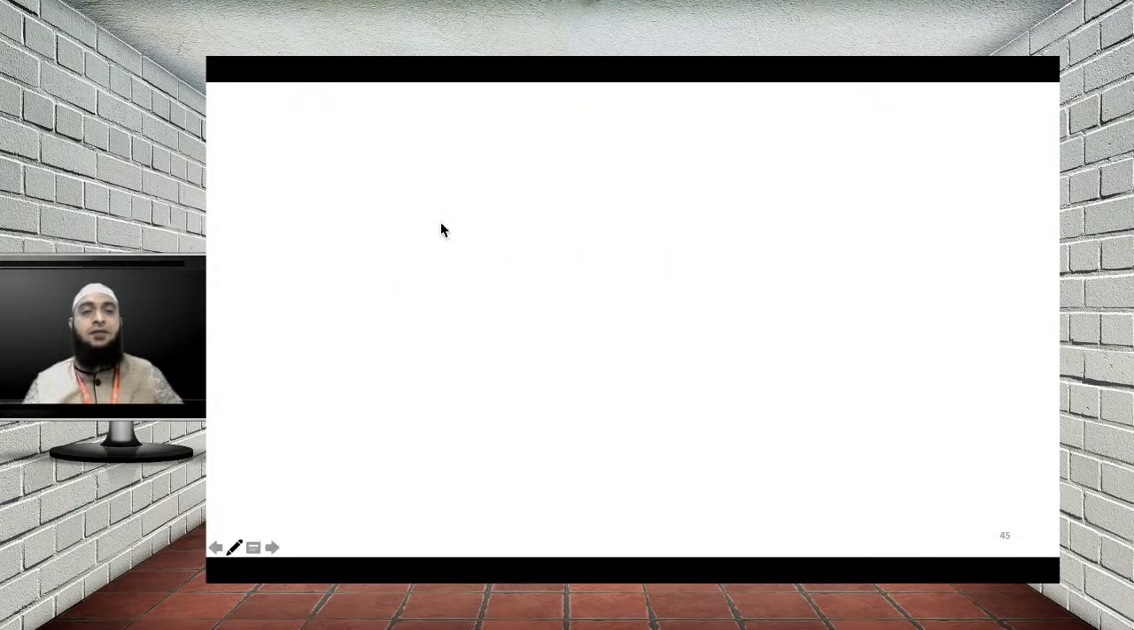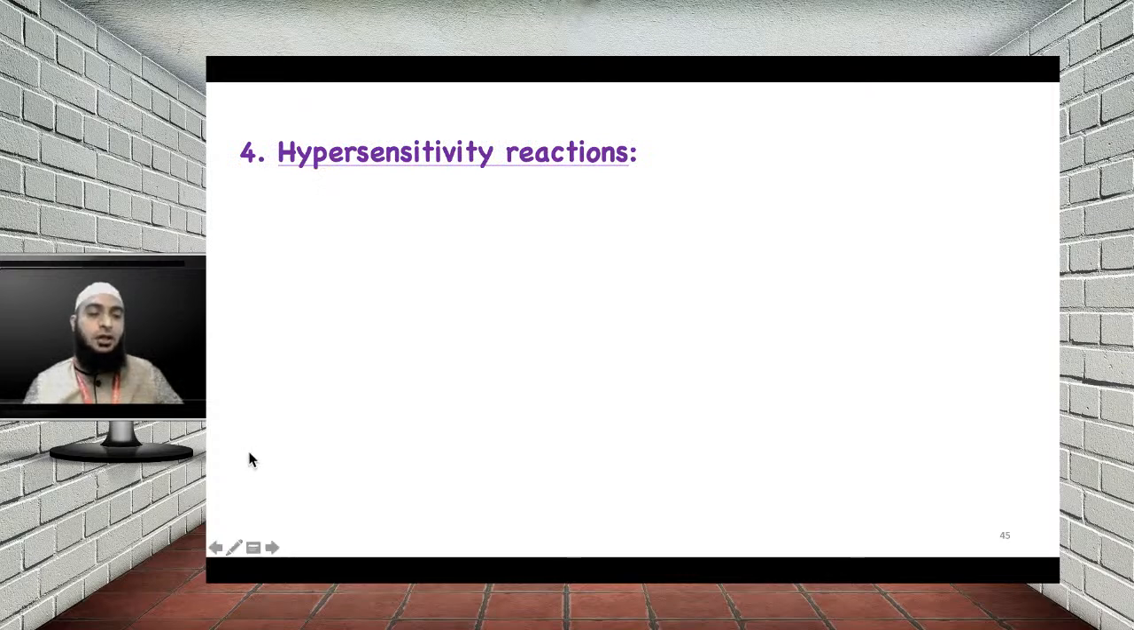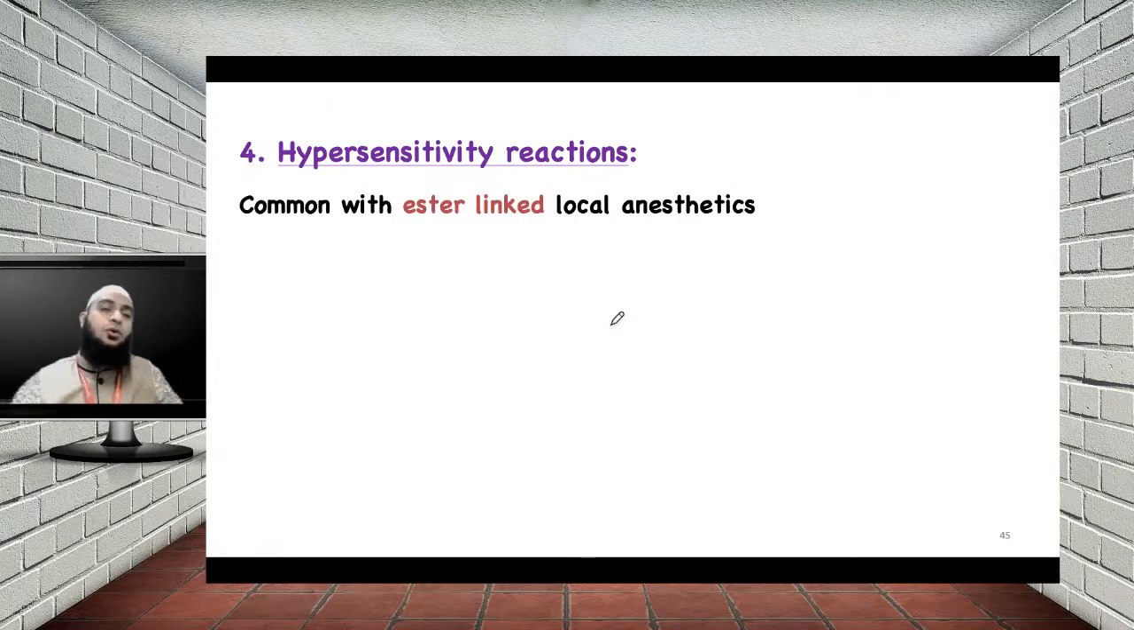There are some adverse effects like hypersensitivity reaction, which is not seen with all local anesthetics. So it is common only with a few local anesthetics like ester-linked local anesthetics. They show hypersensitivity reaction. So we have seen there are two types of local anesthetics. One is the ester, and the second one is the amide local anesthetics. So out of this, the ester-linked local anesthetics show more hypersensitivity reaction. So let's see what are the symptoms related to hypersensitivity reaction which are seen in a patient who is hypersensitive to the ester-linked local anesthetics.